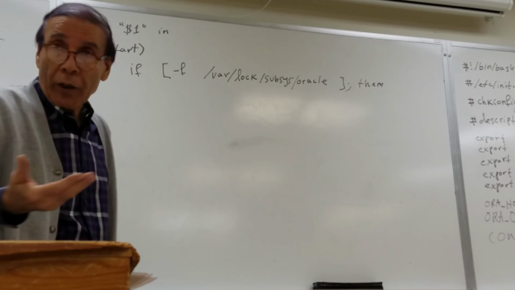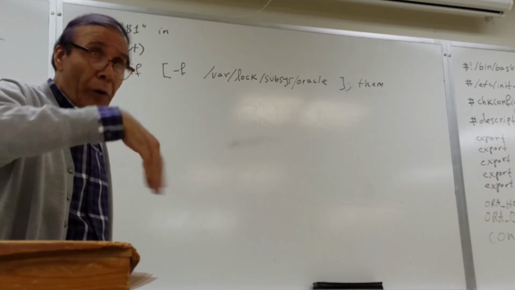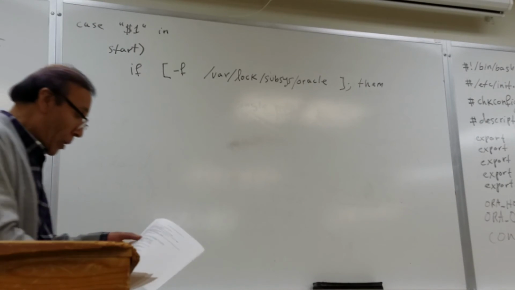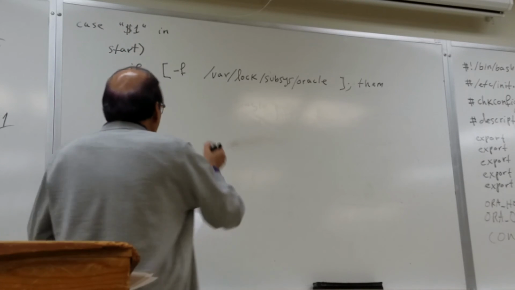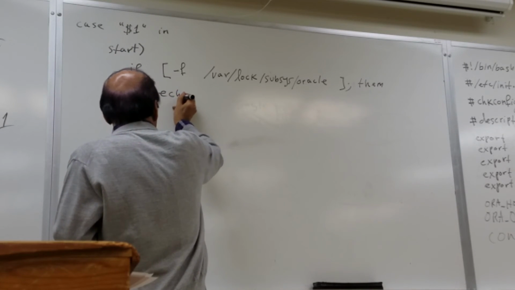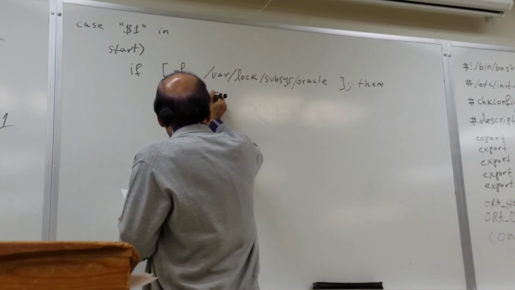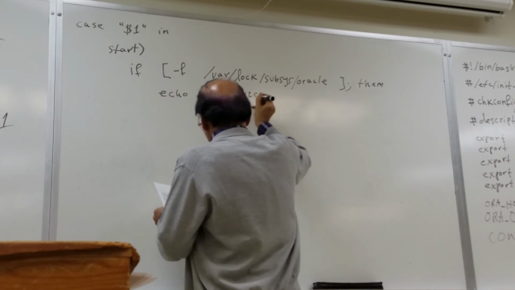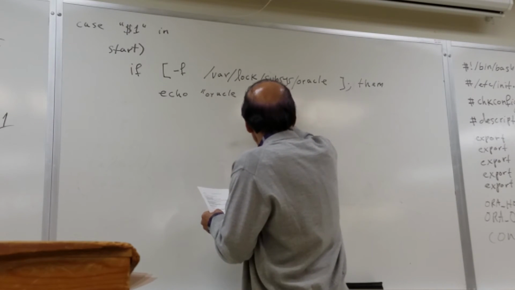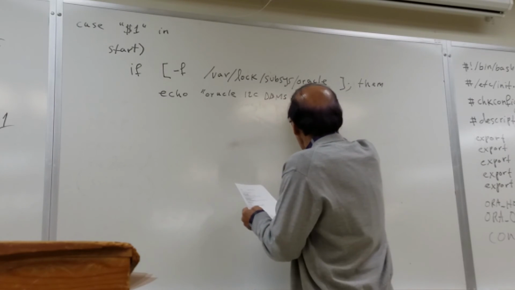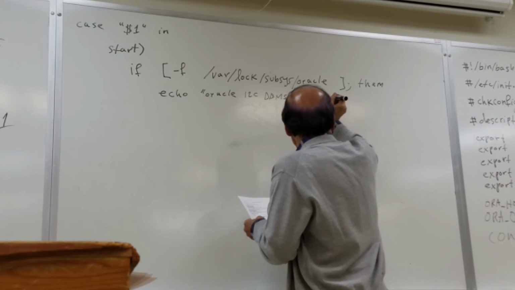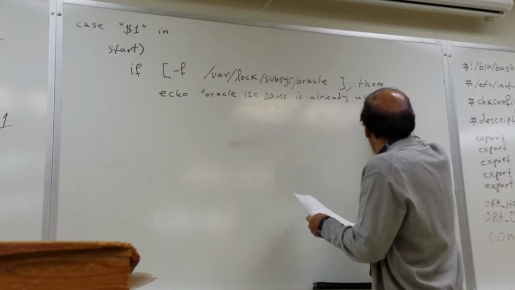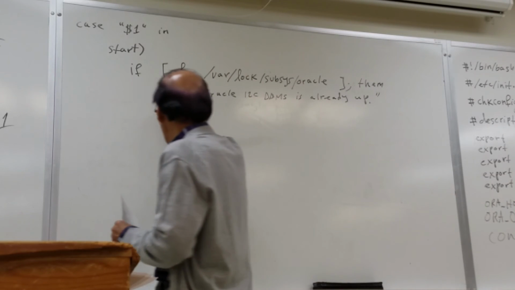If it is there, it means what? Oracle is already up and running, right? So you should not restart it again. Following? So you want to display a message and exit. Echo "Oracle 12c DBMS is already up", okay? And exit 1 right away.